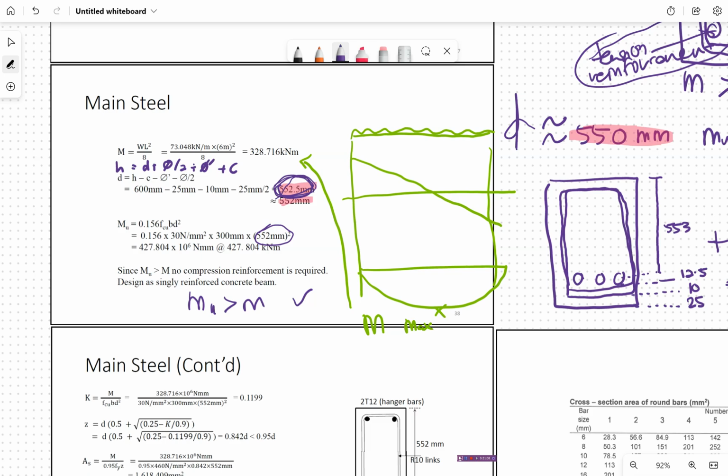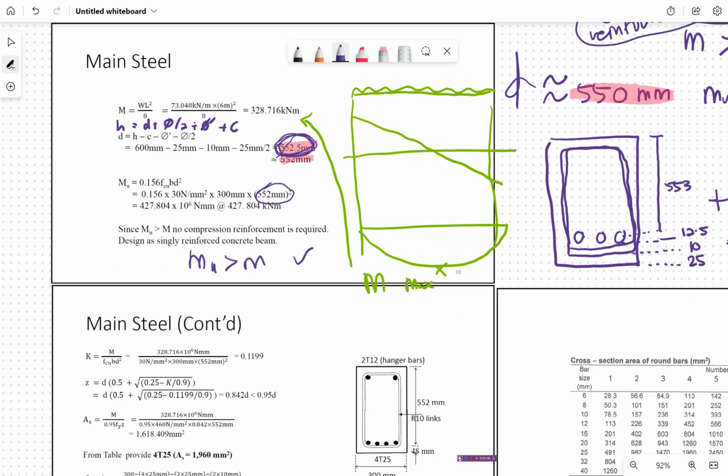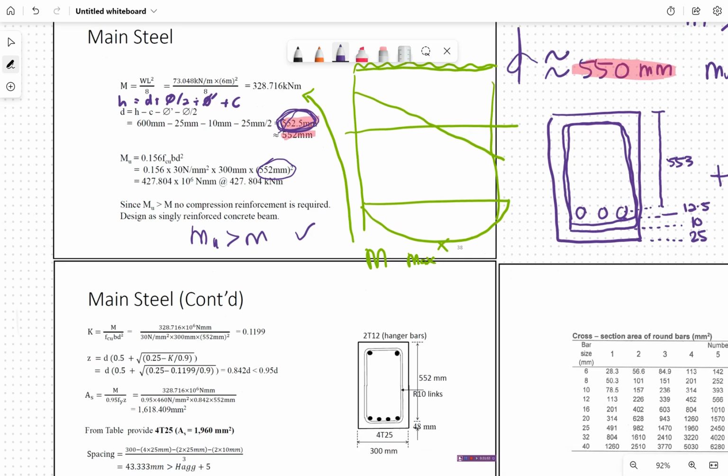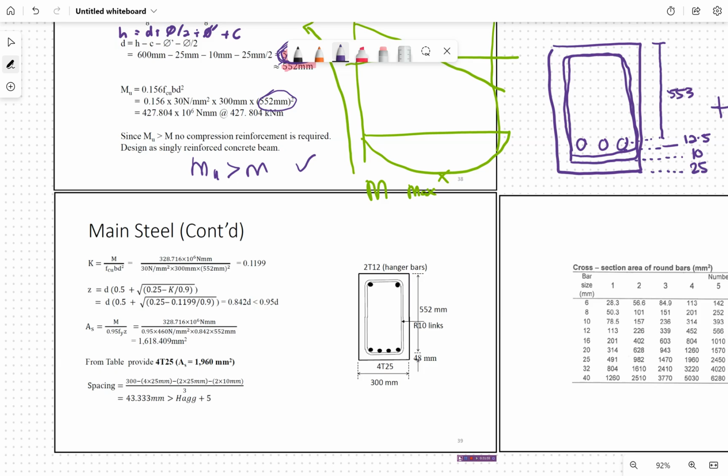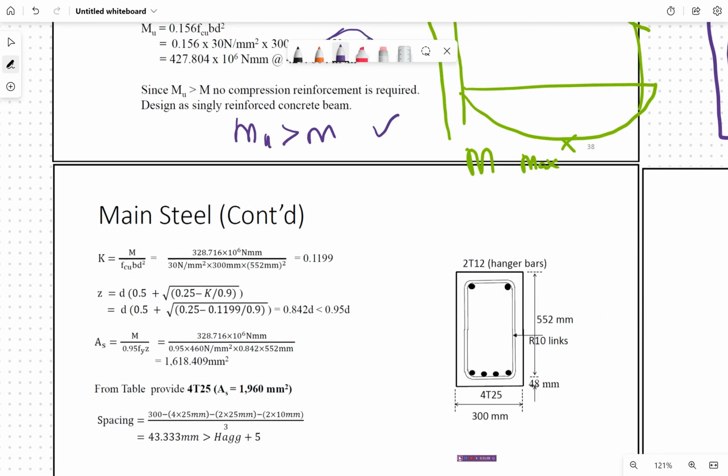Do you want to round down or round up? But here you cannot round up. If you round up, obviously H won't get 600; H will get 600.5. Right. So we have compared, and we get that MU is bigger than M, or M is less than MU. Therefore, no compression reinforcement is required.